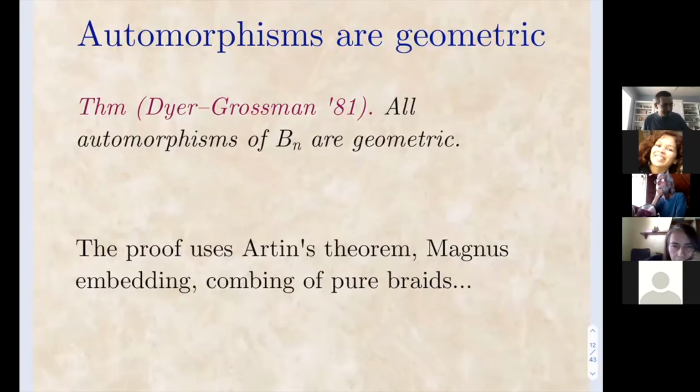Any questions on the statement of the Dyer-Grossman theorem? Basically, we're generalizing this, right? They understood automorphisms, B_n to B_n. Our work is to understand homomorphisms from B_n to B_2n.